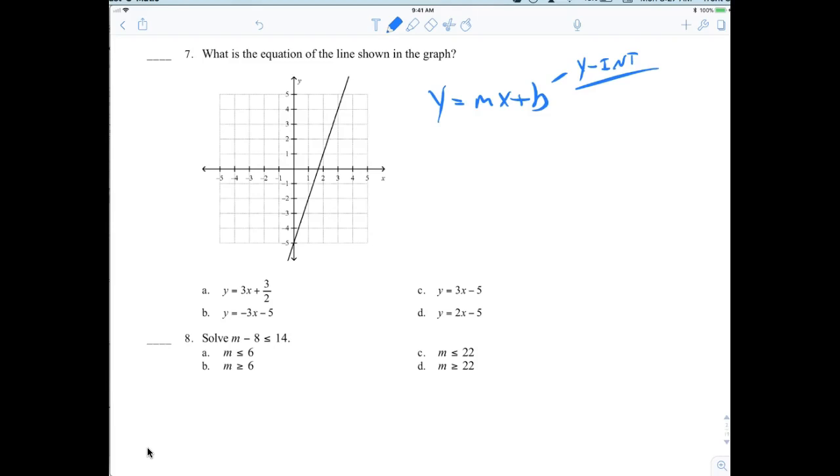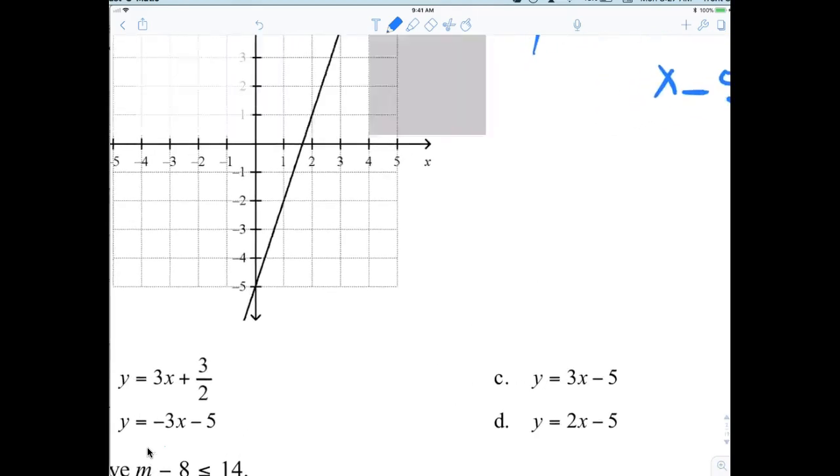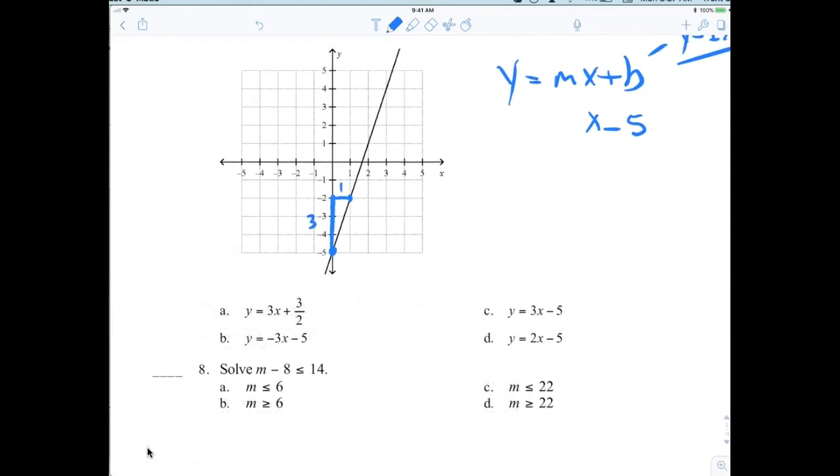At -5. Thank you very much. So -5 is the b. Now I need the slope, which is the rise over the run. This point is definitely on the graph. This point is definitely on the graph. So my rise was what? 1, 2, 3. And my run is what? 1. So 1 and 3. So my slope is what? 3. So y equals 3x minus 5.